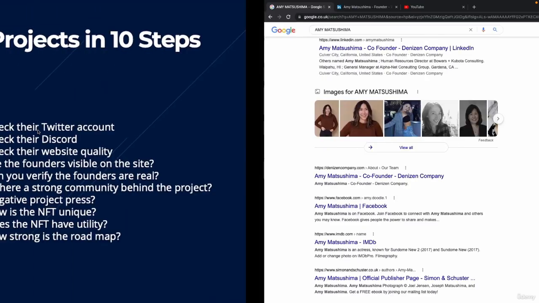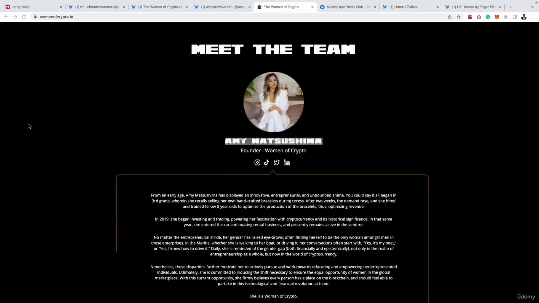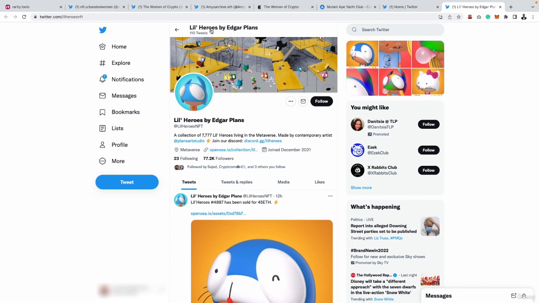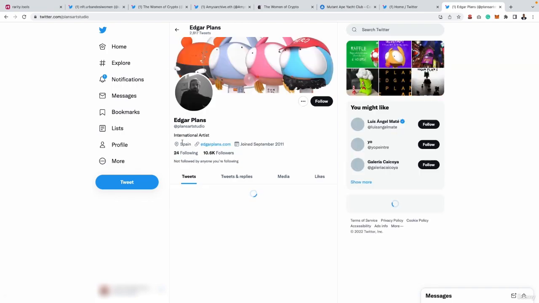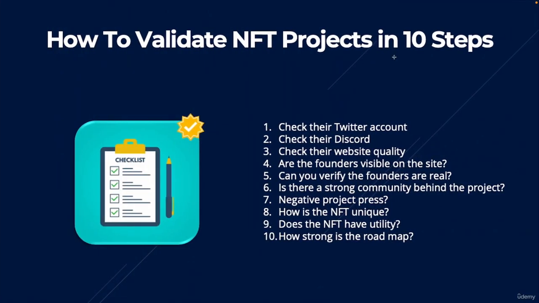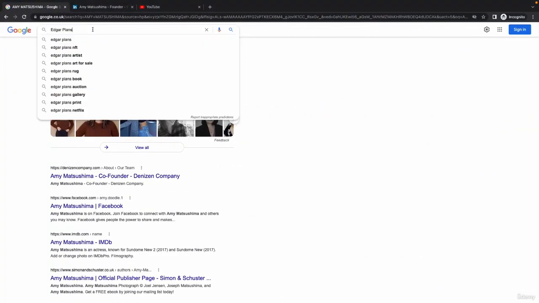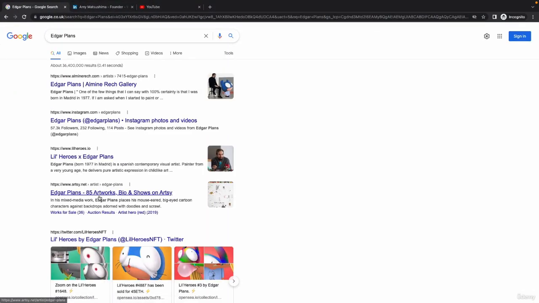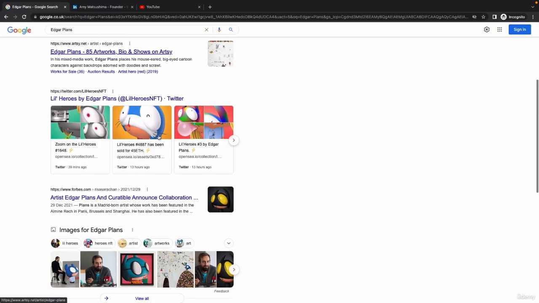But typically, when you come across a big collection and it's owned by someone big, let me give you an example. We have this collection right here called Little Heroes by Edgar Plans. You can see it says it's a collection made by artist Plan Art Studio. This is the guy's name, Edgar Plans. You could literally go over to Google, which is on this tab, carry out a search for this person's name, and you can see where this person has been featured. Is he really such a big artist as he says he is?